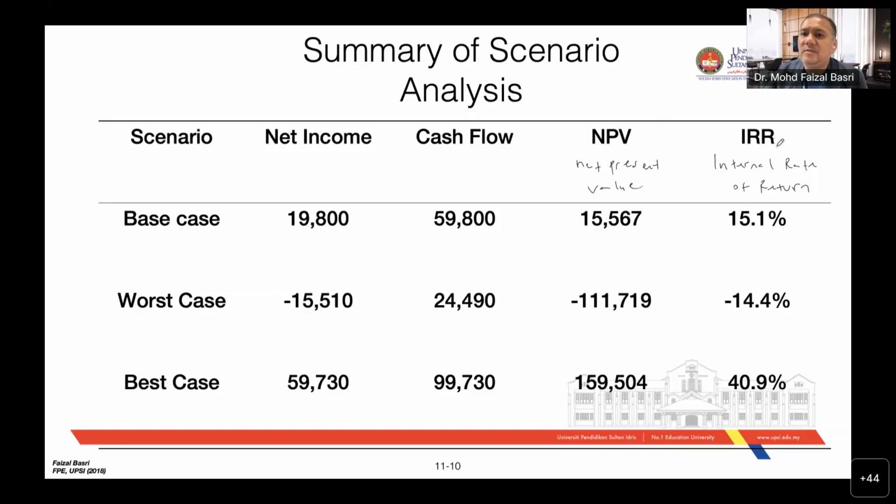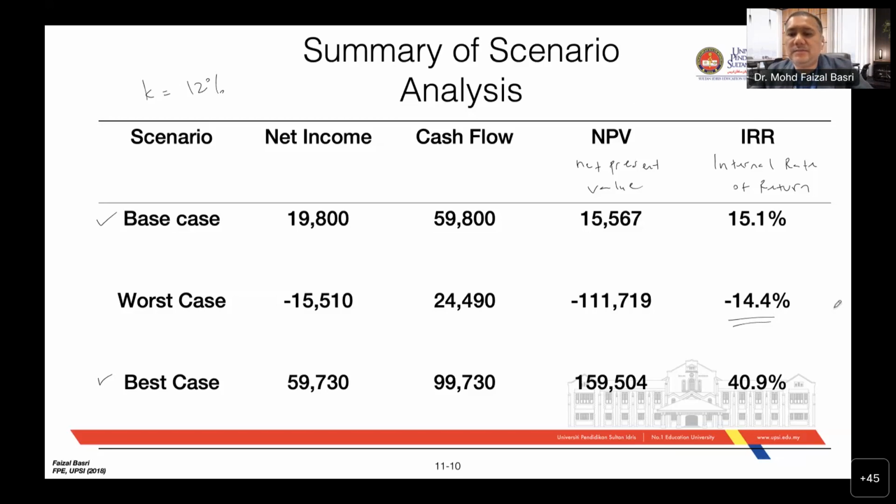And for internal rate of return, usually we're going to compare our IRR against the cost or the expected rate of return. Remember, our K, the rate of return, is 12%. So based on these two, base case and best case scenarios are exceeding 12%. Both are higher than 12%. Base case 15.1%, and the best case scenario 40.9%, or almost 41%. So both give higher returns as compared to our cost of 12%. However, again, worst case scenario gives you a negative return. So therefore, it's a bad sign, basically.